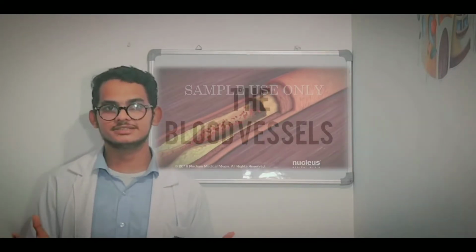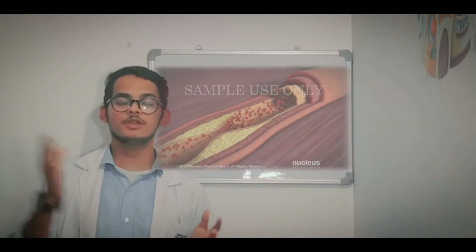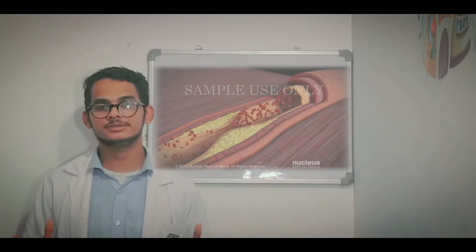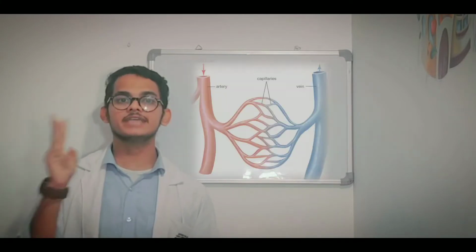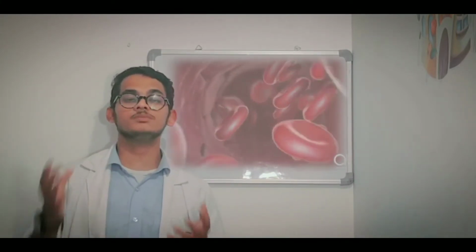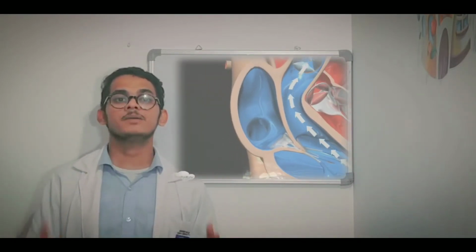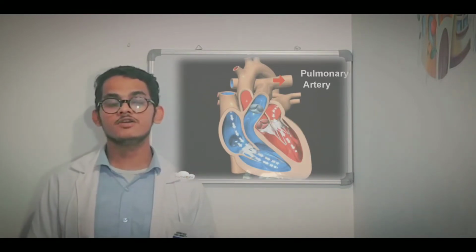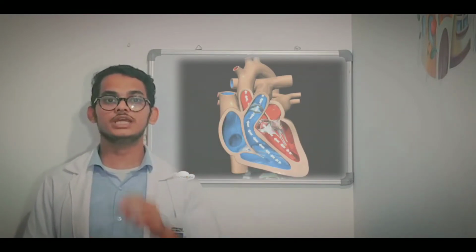The blood vessels. It is the part of the circulatory system which transports blood throughout the body. It consists of arteries, veins and capillaries. Arteries. These are the type of blood vessels which carry oxygenated blood from the heart to the various parts of the body. Unlike the pulmonary artery, which carries deoxygenated blood from the right ventricle to the lungs.